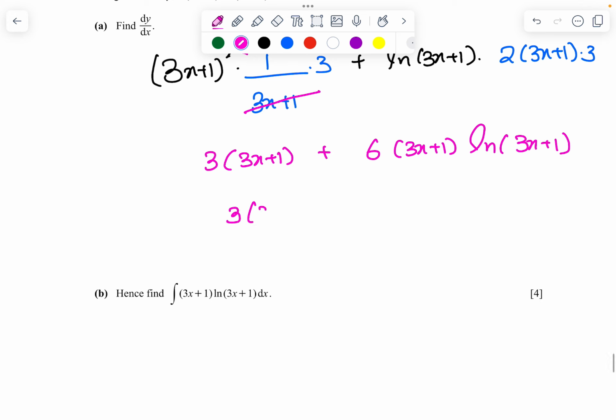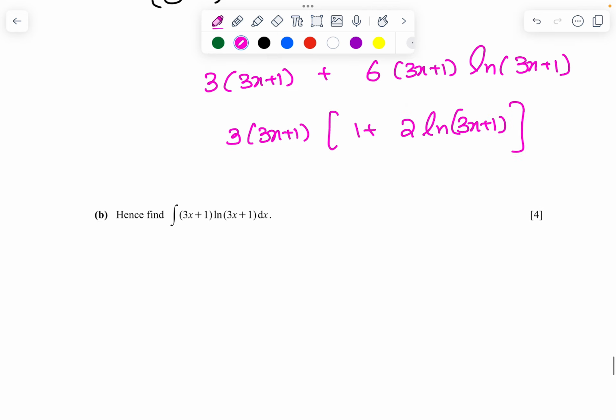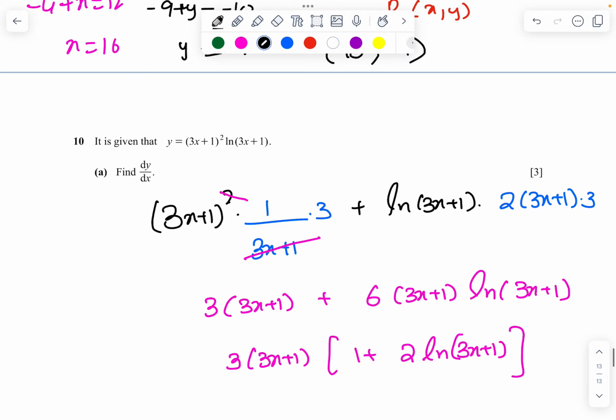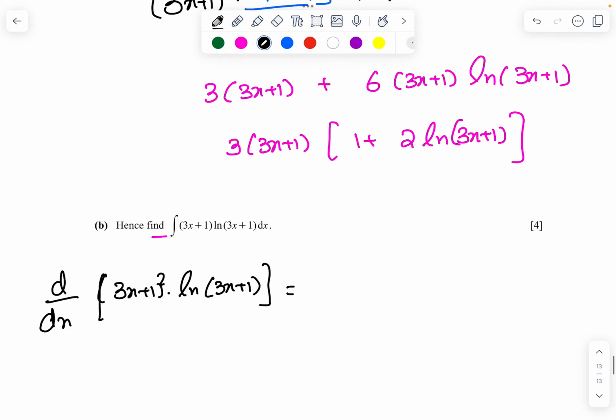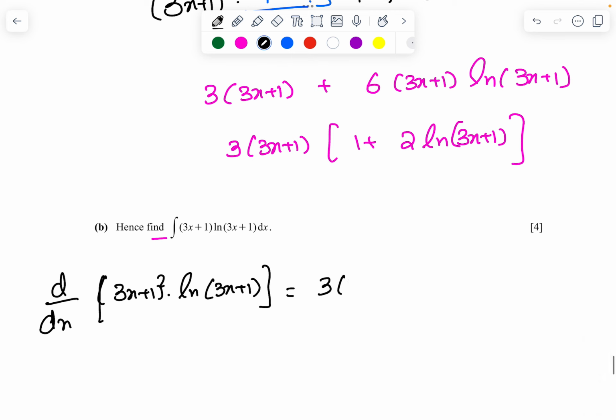So what am I going to take common? 3 times (3x plus 1) common. So it becomes 1 plus 2 ln(3x plus 1). Hence, what we found is d/dx of (3x plus 1) whole squared times ln(3x plus 1) equals 3 times (3x plus 1) plus 6 times (3x plus 1) ln(3x plus 1).